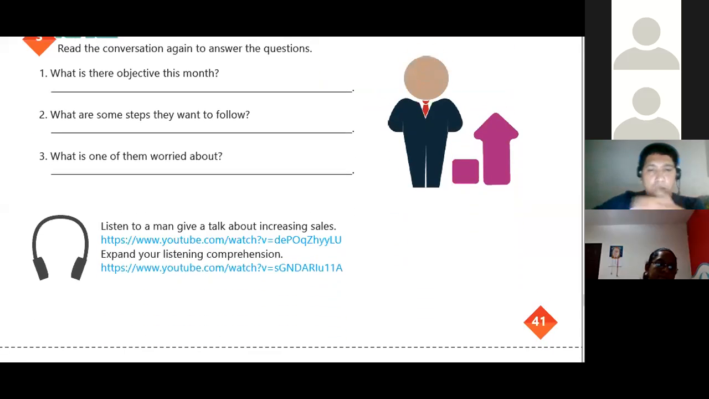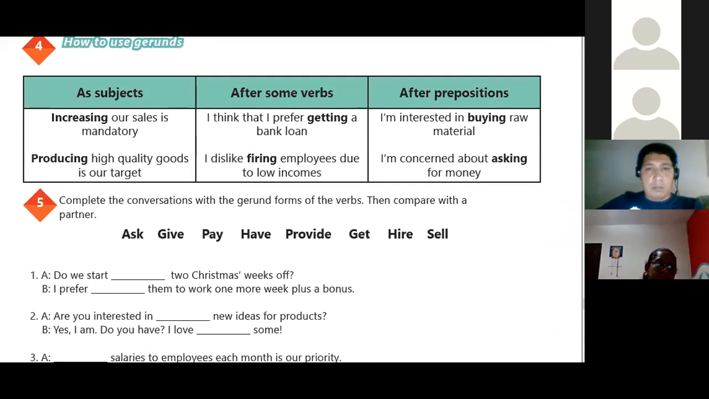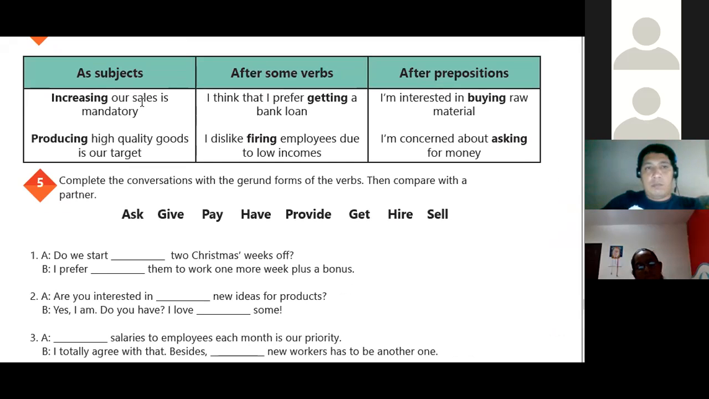We have only 4 minutes and I just want to show you how to use gerunds. Ya lo vimos ahorita, okay? Como un sujeto. Lo vamos a ver como un sujeto. For example, in the conversation, they said increasing our sales is mandatory. Entonces, si lo tradujéramos, aunque no vamos a traducir, sería incrementar nuestras ventas, ¿ya? No sería incrementando, ¿ok? Increasing our sales is mandatory. Es un sujeto. Aquí está el verbo, miren. Y aquí está el complemento, right?